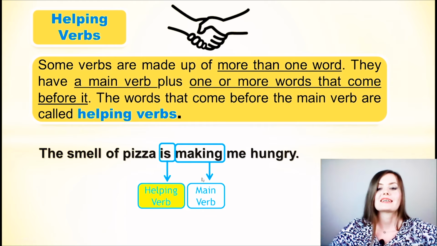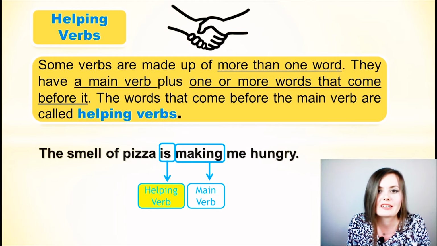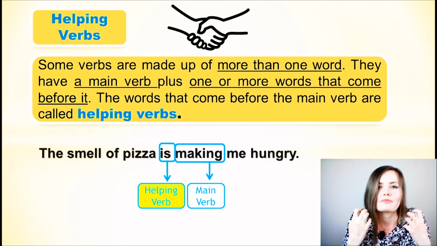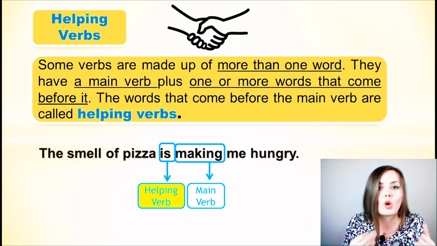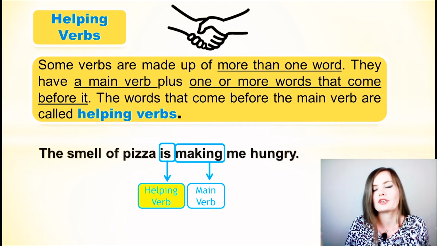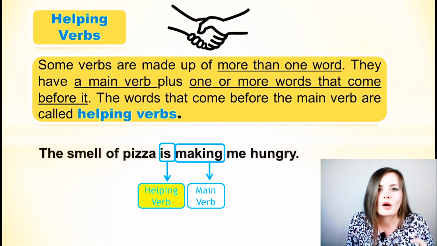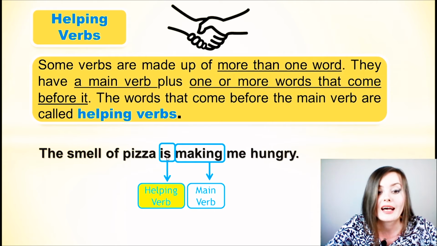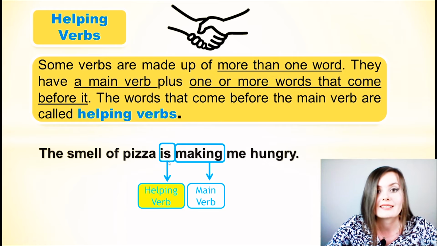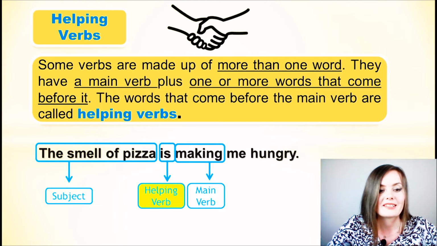So the smell of pizza is making me hungry. I can imagine that I have pizza right in front of me if I'm saying this sentence, and I'm smelling it, and it is making me hungry at the moment, not overall. If it would be overall, I would say it makes me hungry, like generally, whenever I smell pizza. But in this case, I'm smelling it right now at the moment. So this is what this helping verb is telling us: that the action is happening at the moment. And the smell of pizza is a subject in this sentence.